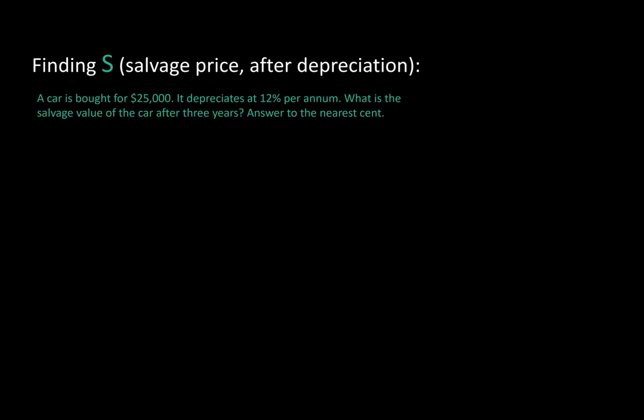And it tells us to answer to the nearest cent. And with most money questions, that's going to be the case. They want the nearest cent, so it's going to be 2 decimal places. First thing, we write our formula, which is S equals V0 (1 minus R) to the N. We know that V sub 0 is $25,000. That is the value when time is 0. R equals 0.12 because that's how we write 12% as a decimal. And N equals 3 because we have 3 years.